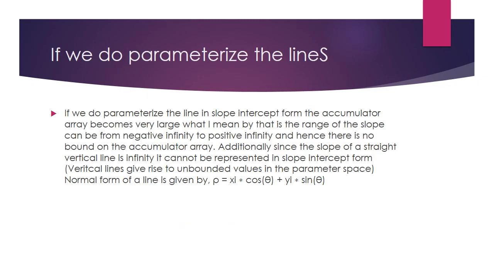So the question here lies: why do we parameterize the lines? The only answer we can give is that if we parameterize the line in slope-intercept form, the accumulator arrays become very large.